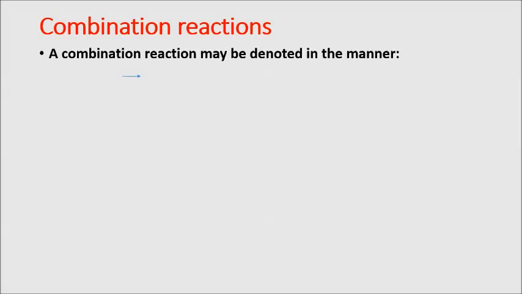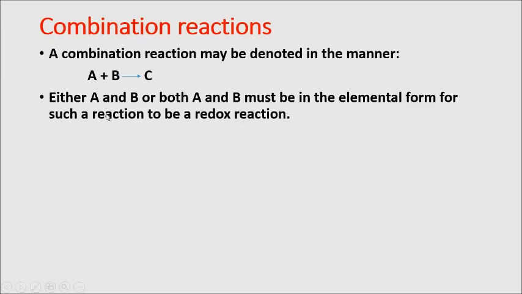A combination reaction may be denoted in the manner like A plus B giving C. That means A and B are the reactants and they combine to give a single product. It is said to be a combination reaction. Either A or B or both A and B must be in the elemental form for such a reaction to be a redox reaction. So what condition do we have in this redox reaction?